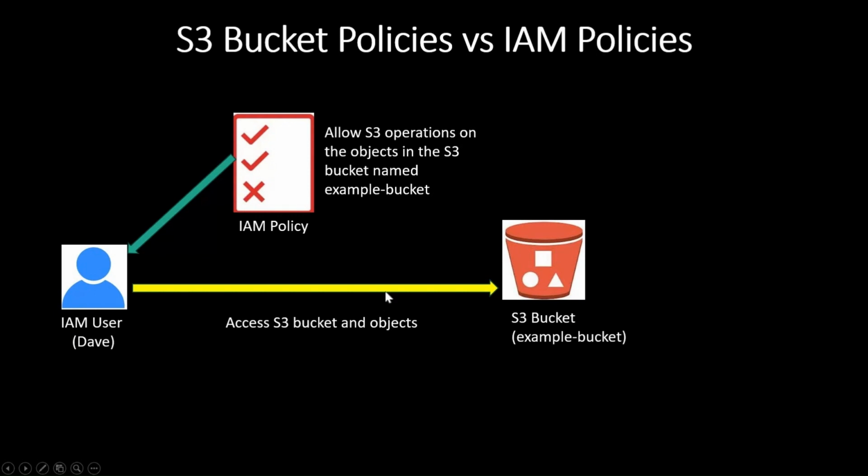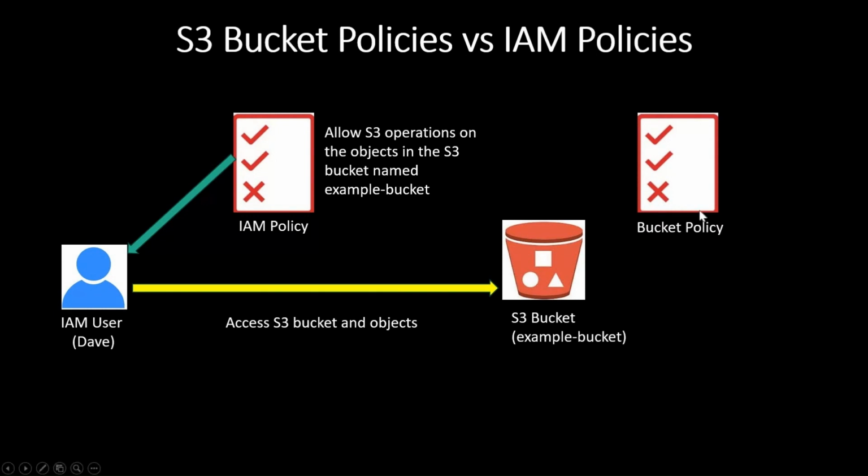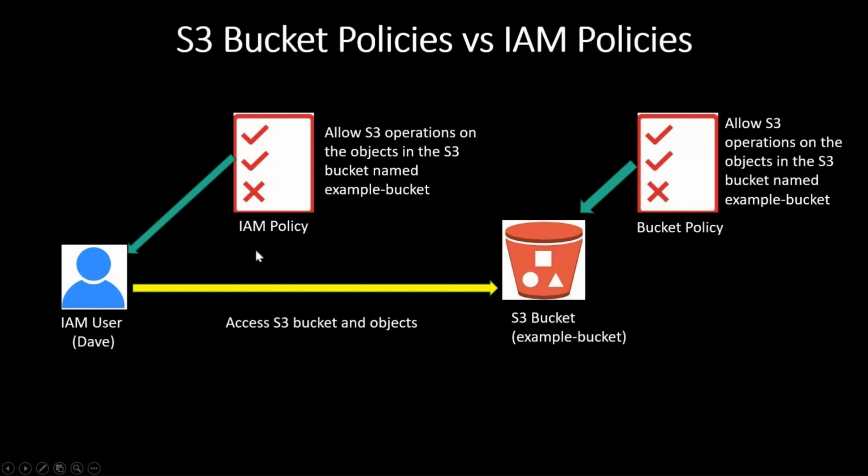Another way is we can create a bucket policy, and in this policy we will allow S3 operations on the objects in the S3 bucket named example bucket, and we can attach this to the S3 bucket. So this is the difference. In case of bucket policy, we attach the policy to the resource, which is our S3 bucket, and in case of IAM policy, we attach the policy to the IAM principal, which can be a user, group or role. In our case it is an IAM user.